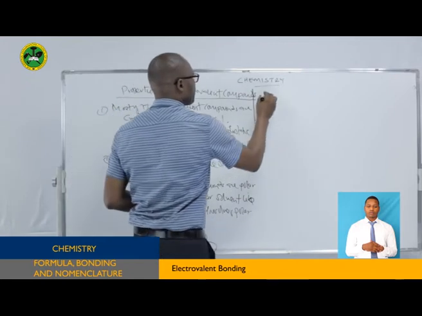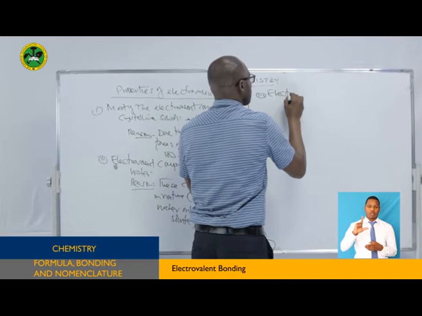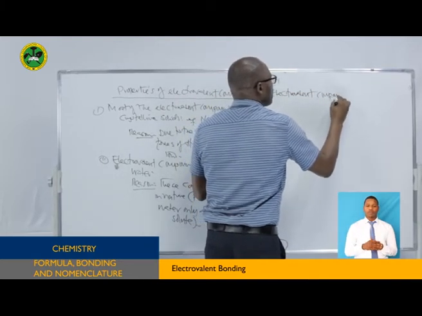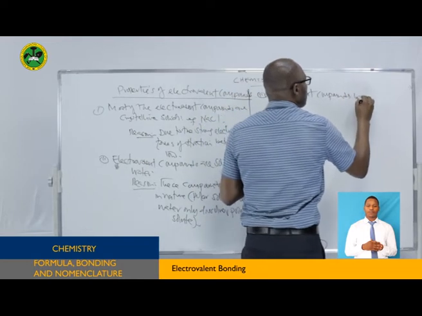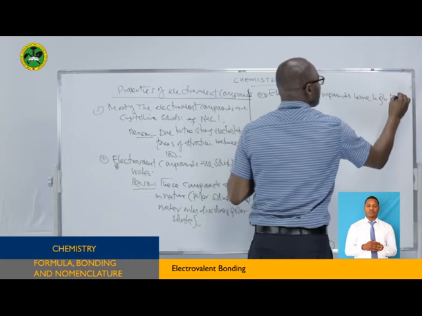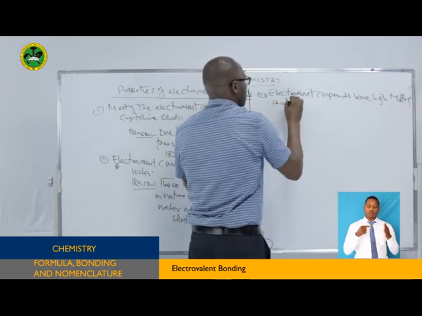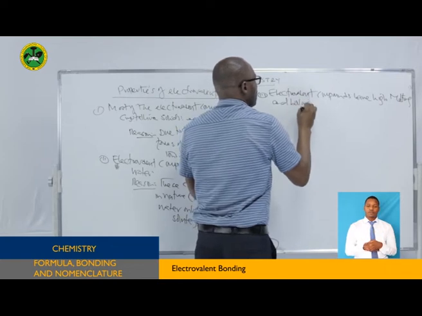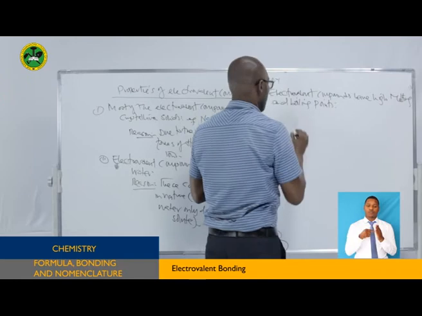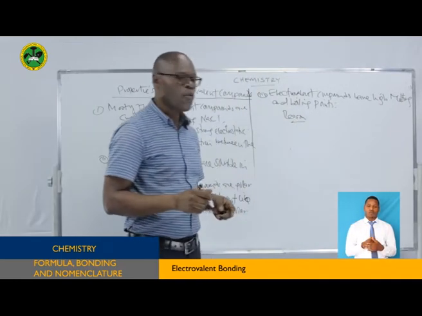The third one, we say electrovalent compounds have high melting and boiling points.